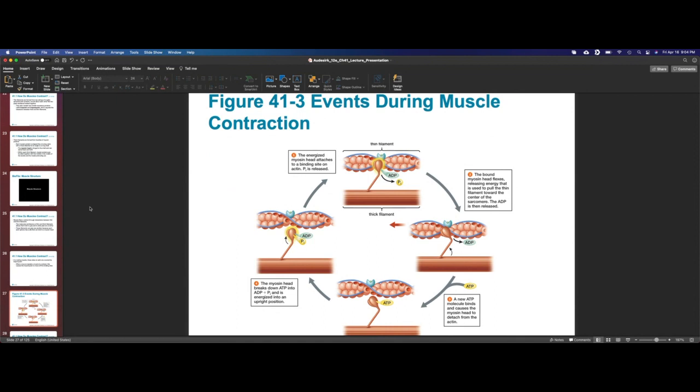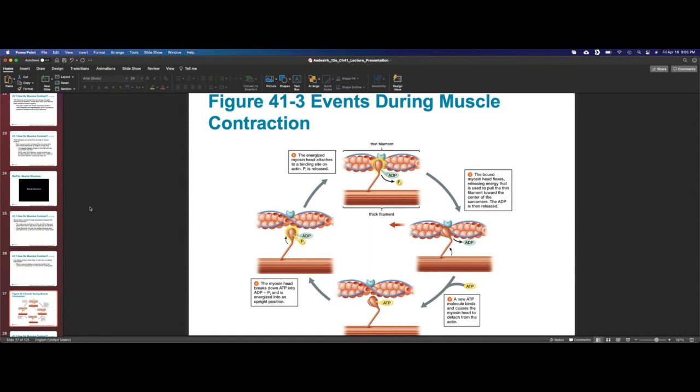And then you have that ADP released. In the next stage, a new ATP molecule binds and causes the myosin head to detach from the actin. And then the myosin head breaks down ATP into ADP and that phosphate and is energized into the upright position. And so then it can grab another active site.